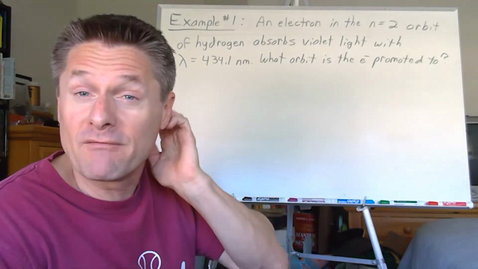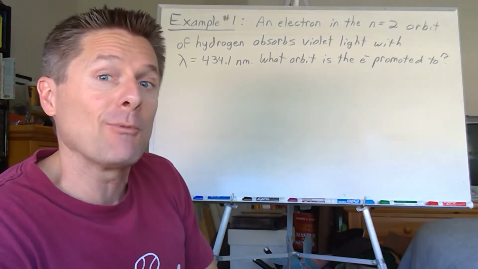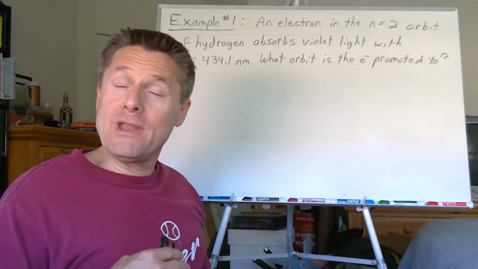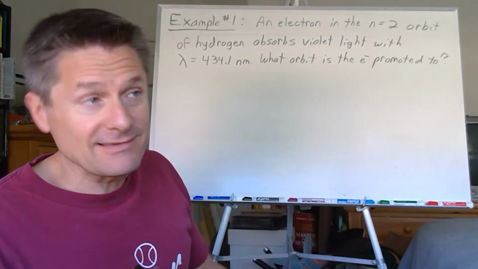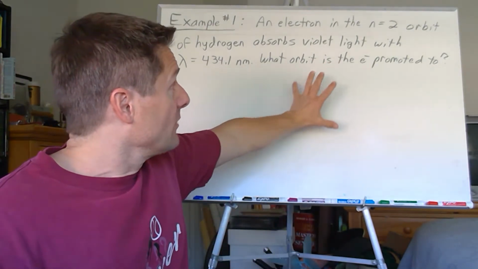And you'll see from one of the prior videos, when we looked at the 4 lines of the atomic line spectra of hydrogen, that was one of them that spit out. What orbit is that electron promoted to? Now I could have flipped this and said, hey, it started here and relaxed to n equals 2. Same thing. So how are we going to approach this?